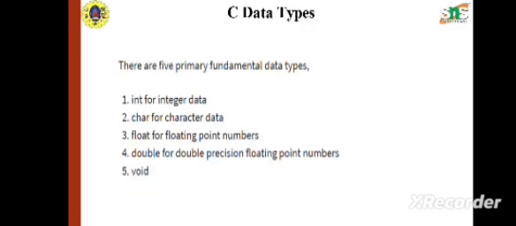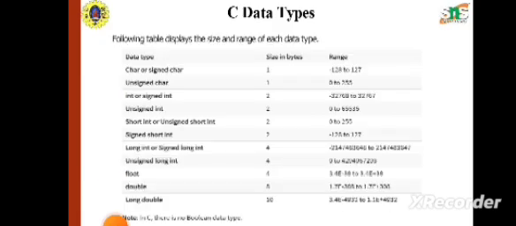user defined data types. So there are five primary fundamental data types: int for integer data, char for character data, float for floating point numbers, double for double precision floating point numbers, and then the fifth one is void. So these are the frequently used data types, and their range is also specified here.